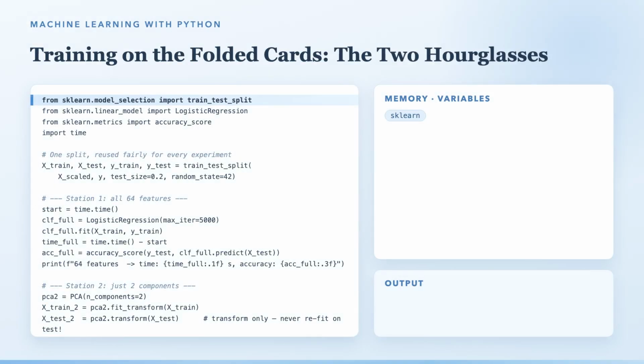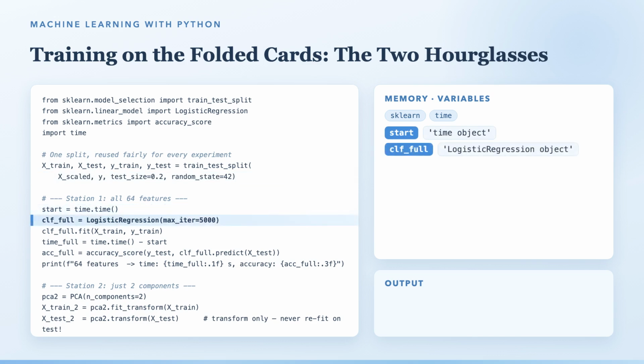Now we let a classifier learn from the folded cards. First, the honest split, 80% to learn from, 20% waiting behind the screen, unseen. Both hourglasses turn together. Station 1 learns from all 64 features. Station 2, from just 2. And Station 2 finishes, while Station 1 is still pouring. 4 seconds, against 12. But look at the dials. 97% accuracy with everything. 61 with only 2 components. 2 numbers are wonderful for seeing, but a little thin for deciding.